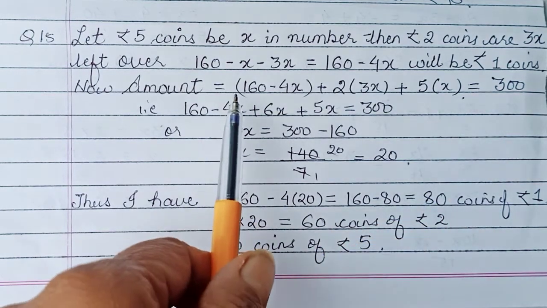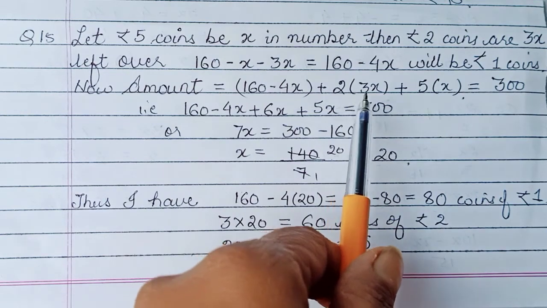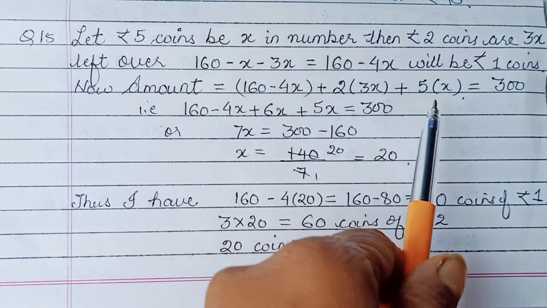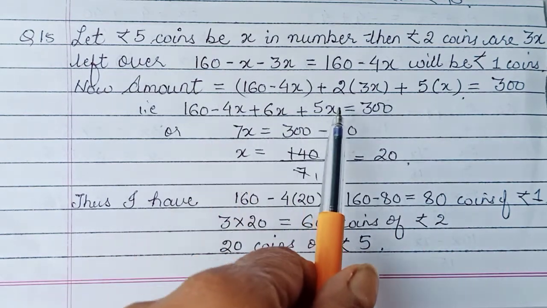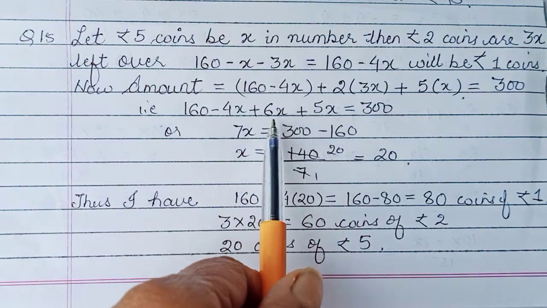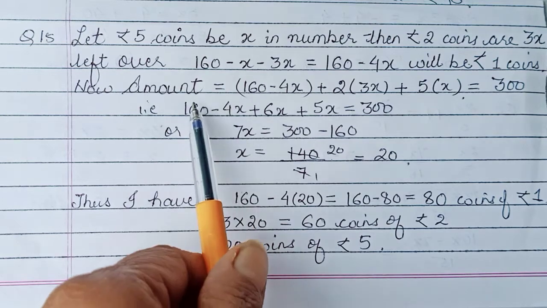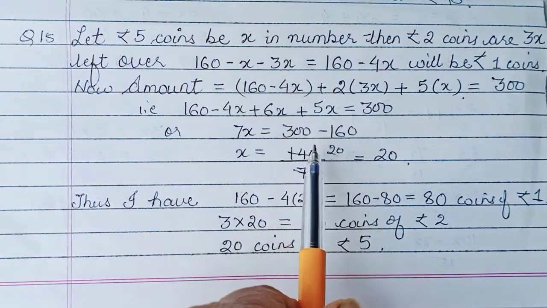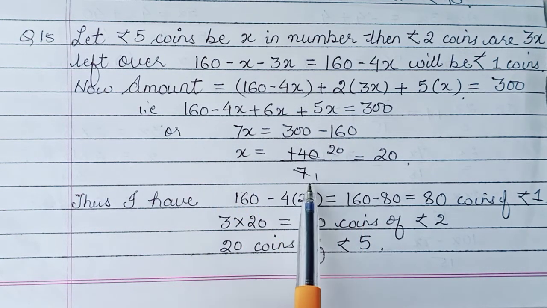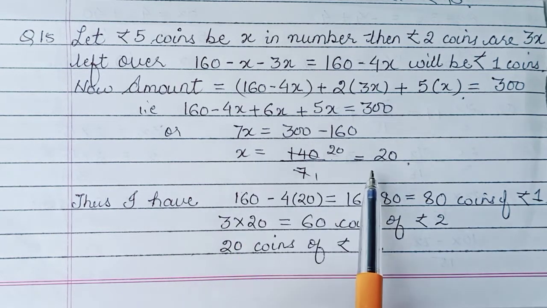That way, 160 minus 4x as it is, and then 2 into 3x would make it 6x, and this would become 5x. Summing it up now, 5 plus 6 both positive, plus 11 minus 4 gives you plus 7x. 160 will go to the other side. 300 minus 160, that's 140 upon 7. You understand by now how to solve equations. So your x is coming out to be 20. So if x is 20, now you can evaluate.